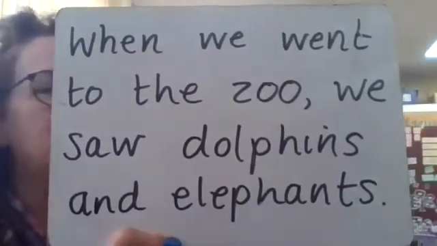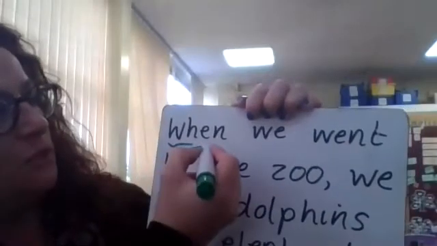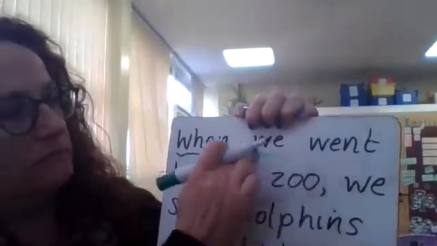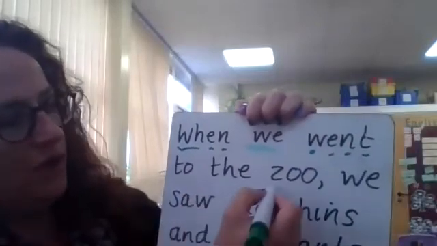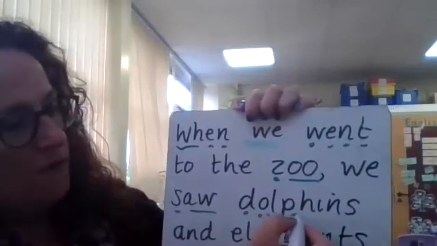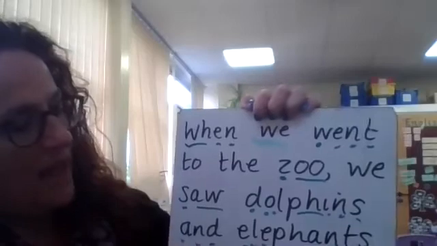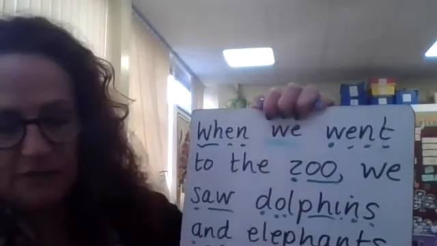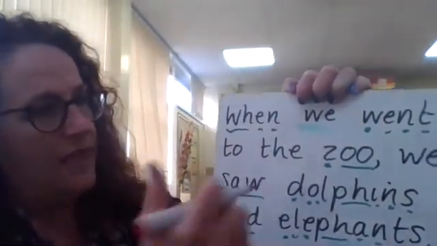When you've read it slowly or you've sounded it out, you must reread it so that we can be sure that it makes sense. So we can put on our sound buttons. When, that's a keyword. When we went to the zoo, we saw dolphins and elephants. So we just have our 3 words in there that we cannot sound out.